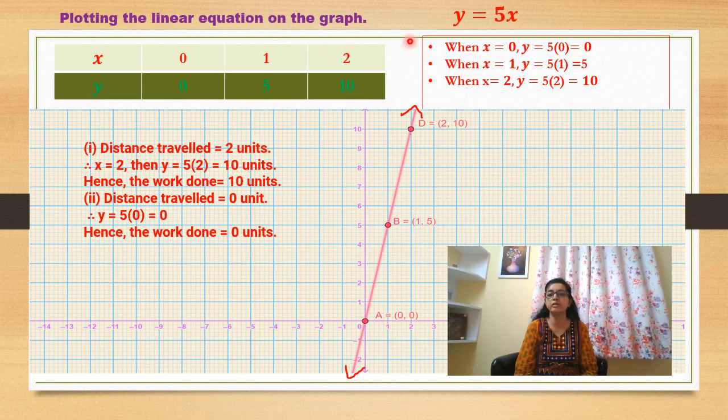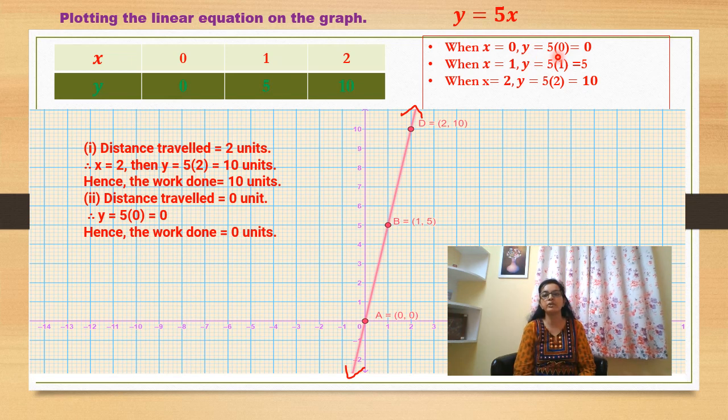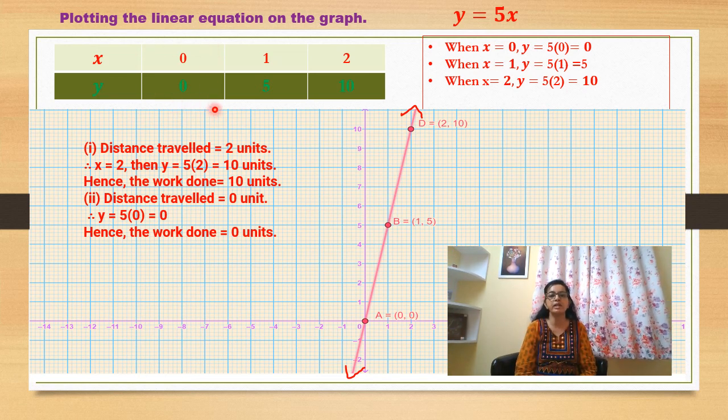In the first place you can see over here, when x is equal to 0, then y will be 5 into 0, that is 0. So we have plotted in the table 0, 0. The first pair of coordinates is ready. Now let us move to the second pair of coordinates.